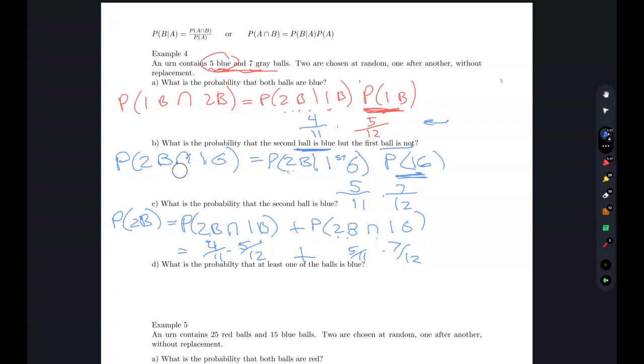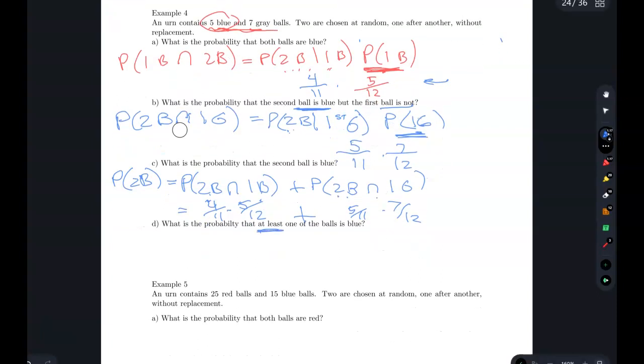Okay, so at least, we've had fun with this. The probability that at least one of the balls is blue, that means I can do all minus none, right? So 1 minus the probability that you're just picking gray on the first and the second choice. So the first time I pick a gray, that would be 7 out of 12. And the next time, there's only 11 balls left, and there's only 6 grays to pick from.